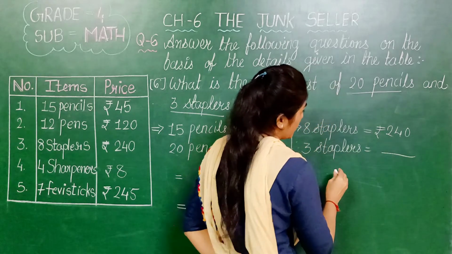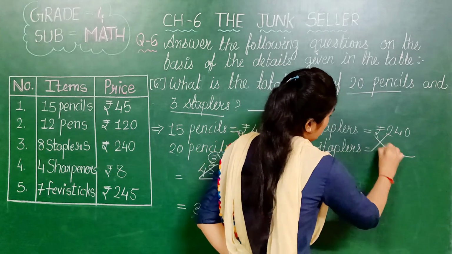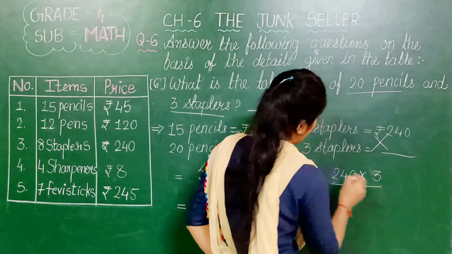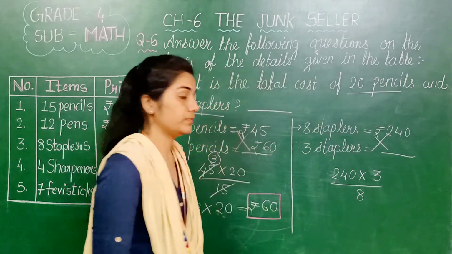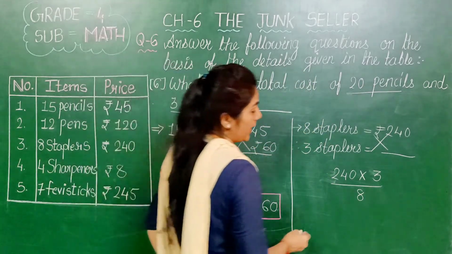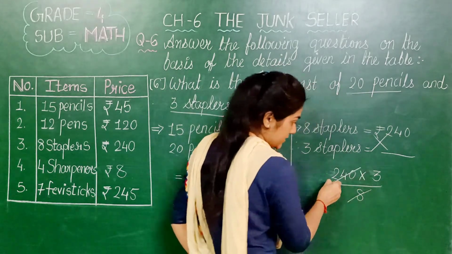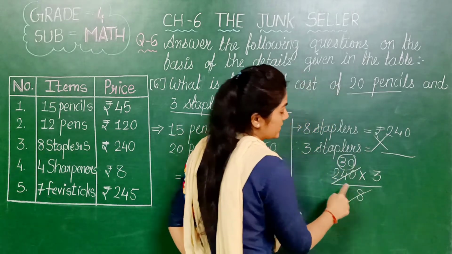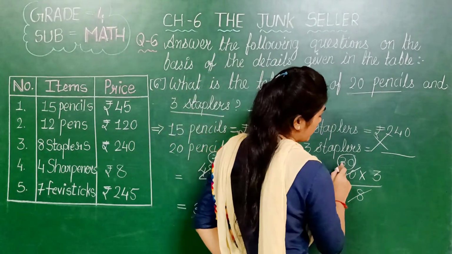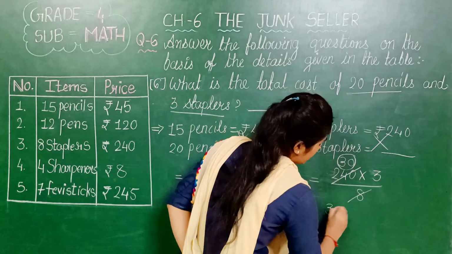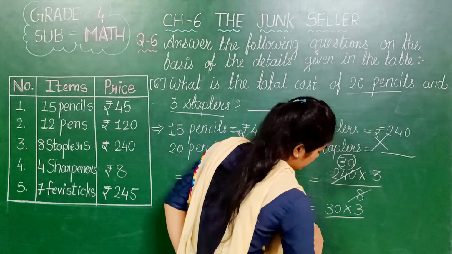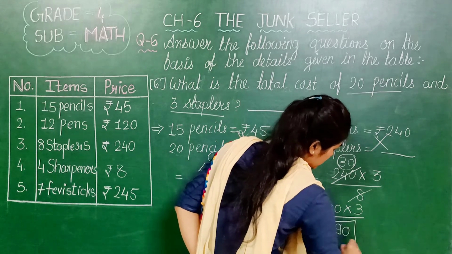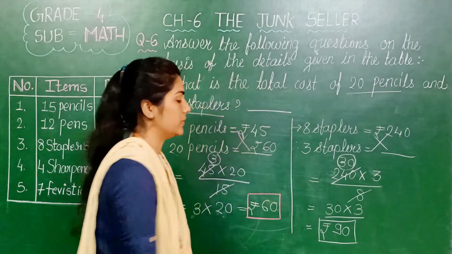So the cost for 3 staplers is how much? Cross multiplication we will do here: 240 multiplied by 3 divided by this 8. In the previous question we have done this kind of step, and we cut this 8 and this 240, and we keep 30, because 30 8s are 240. So the answer we have got is 30 multiplied by 3. So 3 3s are rupees 90, and this 90 rupees is the cost for the 3 staplers, right?